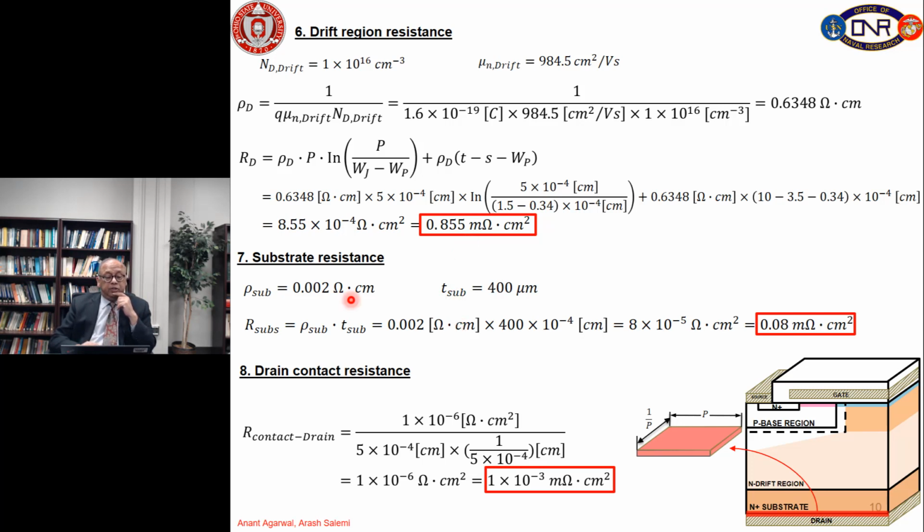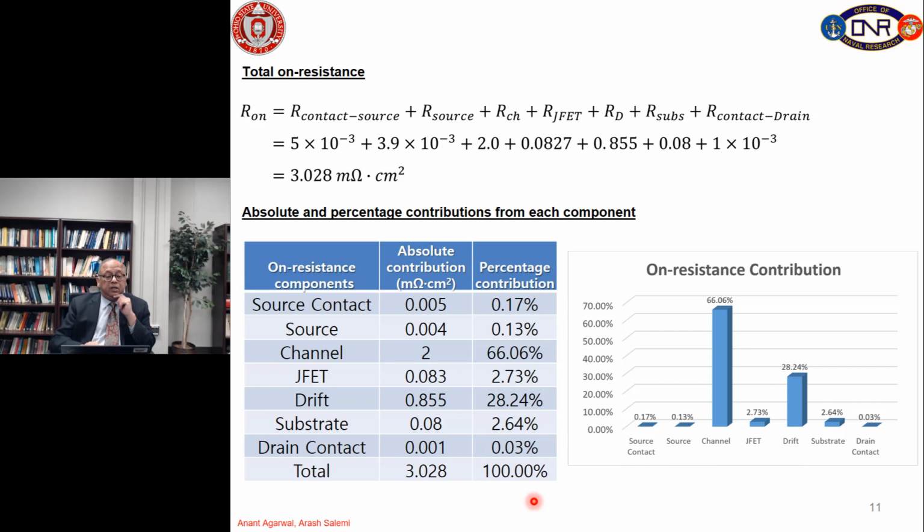Substrate resistivity is typically 0.002 ohm centimeter. Substrate thickness is typically 400 microns. So you multiply the two, you get 0.08 milliohm centimeter square for the substrate resistance. Drain contact resistance: assuming contact resistance is 1 micro ohm centimeter square, we basically divide by the backside area of the cell, and we get 1 times 10 to the minus 3 milliohm centimeter square. So we have now calculated all the components, and now you can see the total resistance, which is the sum of all the components, is 3.028 milliohm centimeter square for this device.